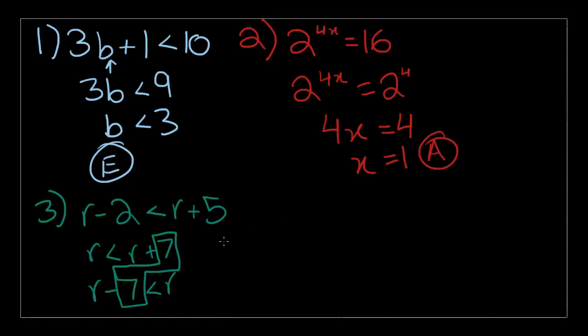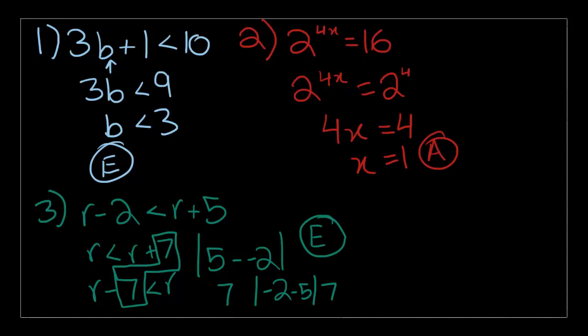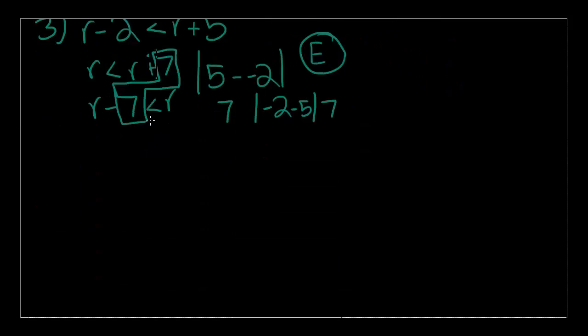And another thing you can do is just do a straight down absolute value calculation. 5 minus negative 2, which would be 5 plus 2, 7, or negative 2 minus 5, which would also yield 7 because it's an absolute value. So either way, choice E is our answer to go with. So now we'll go to number 4, which has a diagram.